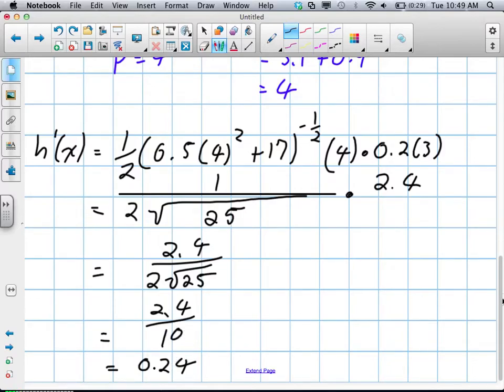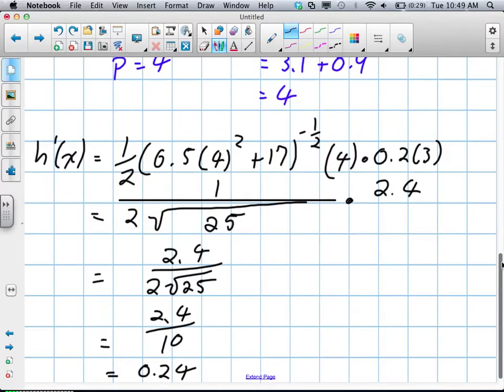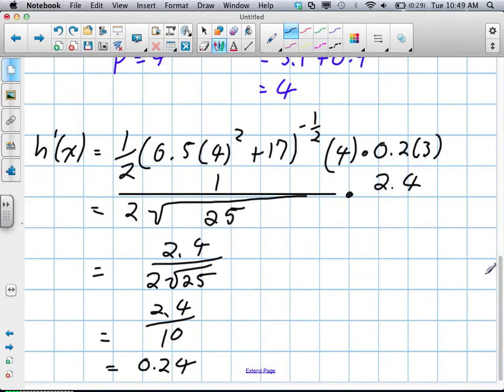So what this says in our question is that the carbon monoxide rate is changing at 0.24 parts per million 3 years from now.